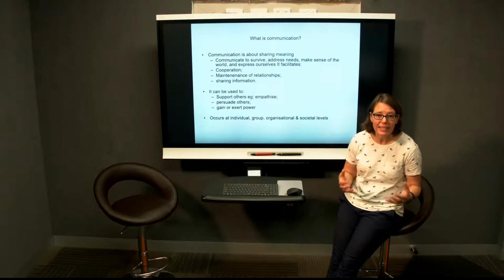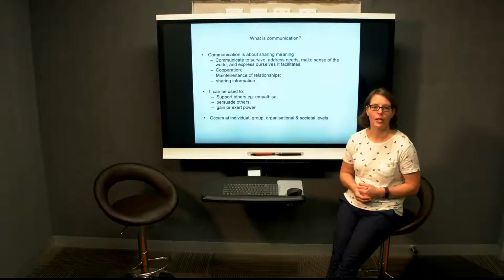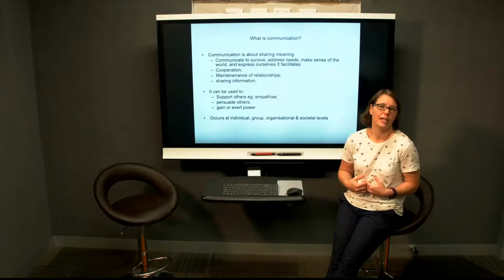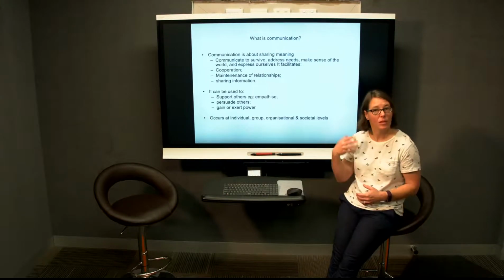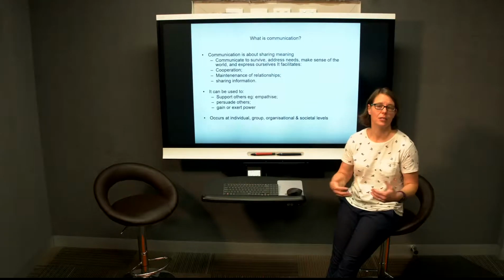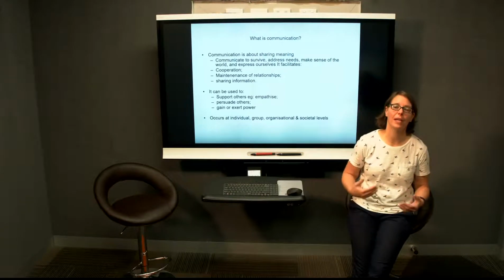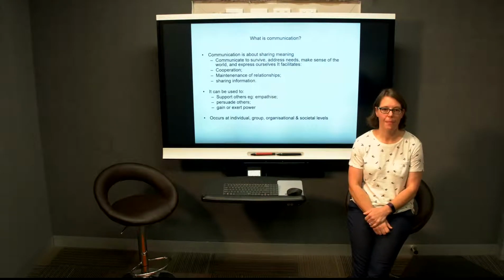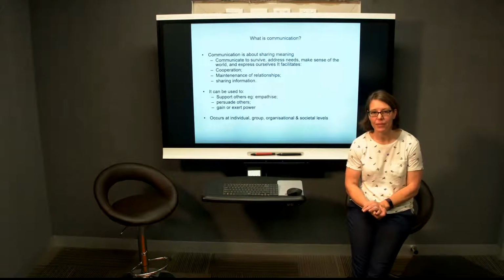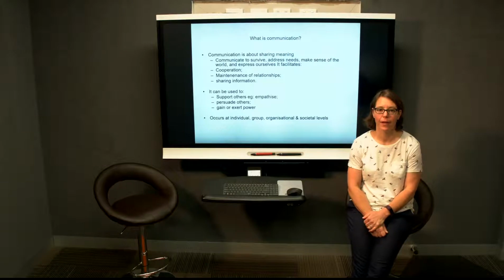So when we look at this, we communicate to survive, to get along. It's to address our needs. It's to make sense of the world in terms of our abstract ideas and trying to get others to understand what we're talking about and what we mean, and vice versa. So it facilitates cooperation. It's also about maintaining our relationships and sharing information.